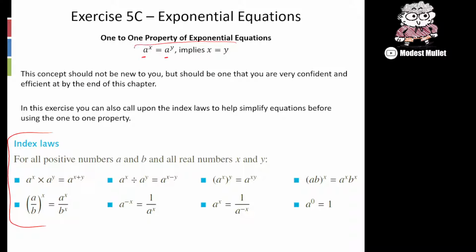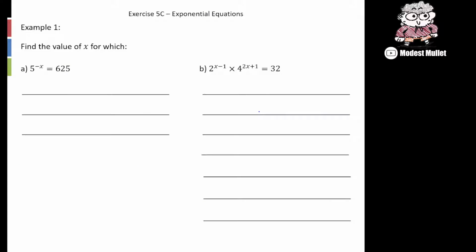This is what this up here is talking about, the one-to-one property of exponential equations. If we can make the bases exactly the same on the left and right hand sides of the equation, we effectively get to ignore them, and we just deal with solving the exponents, because if the bases are the same, then for that equation to be true, the two exponents must also be the same. So we can then start dealing with whatever the exponents are. Let's jump straight in and have a look at some examples.